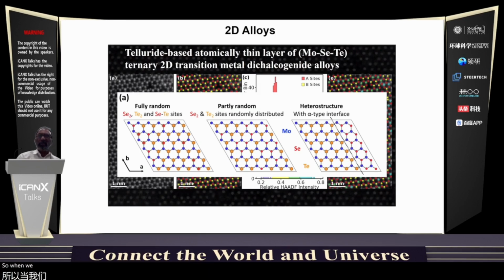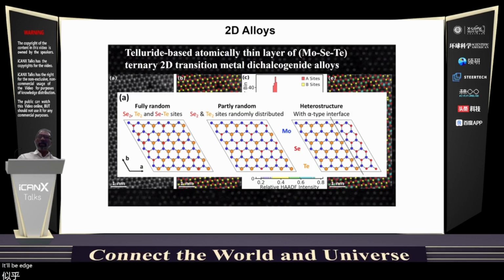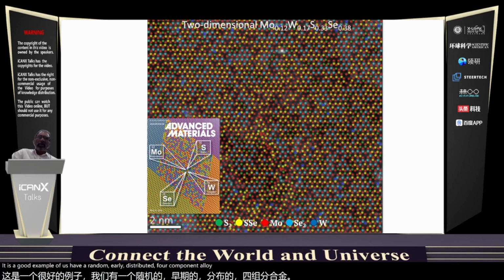So when we are dealing with 2D materials so thin and small, at the nanoscale, one has to consider how stable these phases are, especially for long-term applications. And this is true for all kinds of nanostructures. How stable they are in terms of phase stability. As you change conditions, temperature, pressure, pH, how does the structure change, and how does the electronic structure change? So here is a good example of a randomly distributed 4-component alloy that contains molybdenum, tungsten.